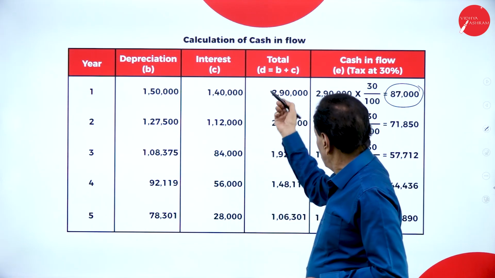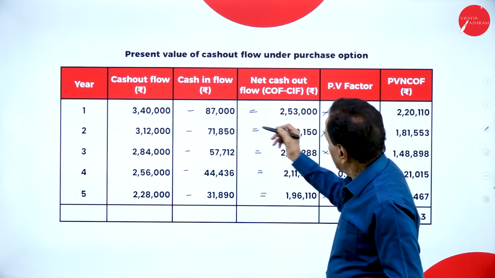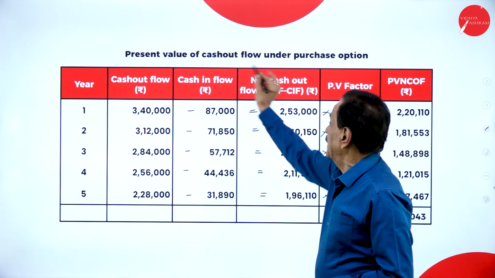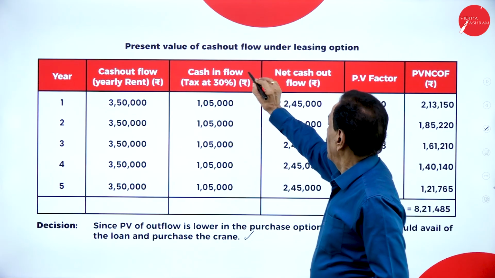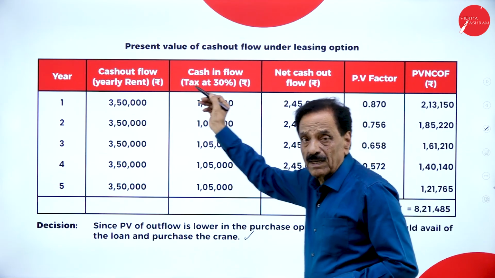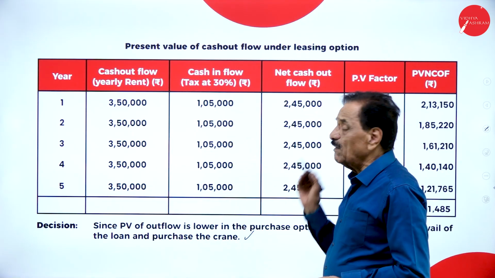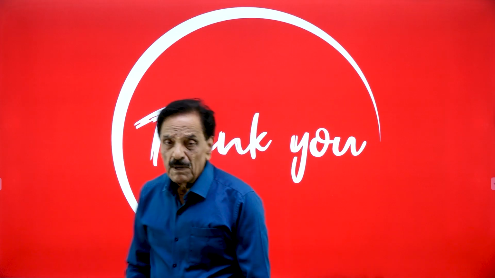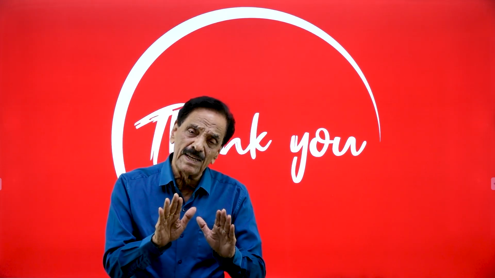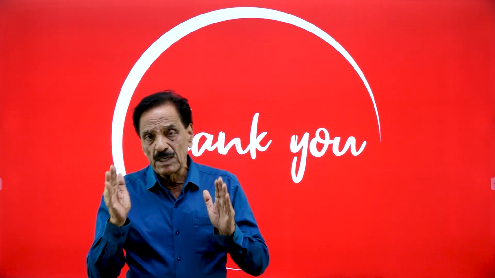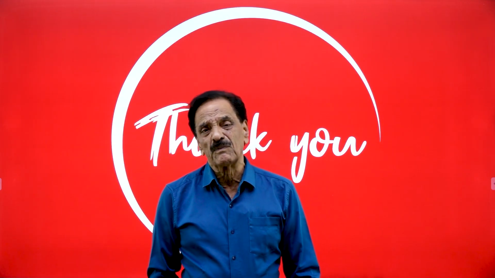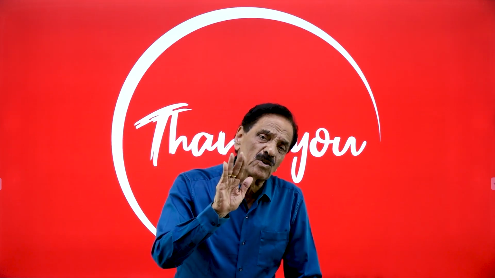Third is cash inflows. Then you have to calculate net cash outflows, and the present value under the leasing option. Whichever is less, that is the better. According to this problem, the purchase option is less than the lease option, so better go with the purchase of the crane. Hope you understand. Very easy problem. This is the method you have to follow.